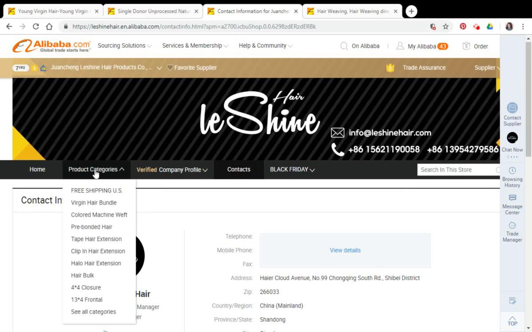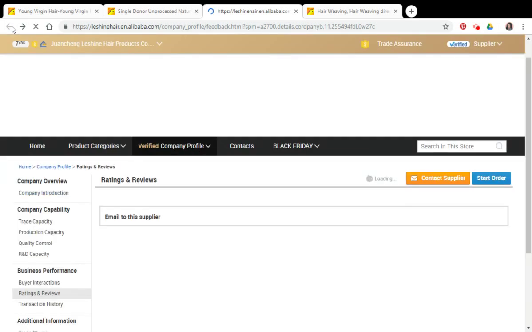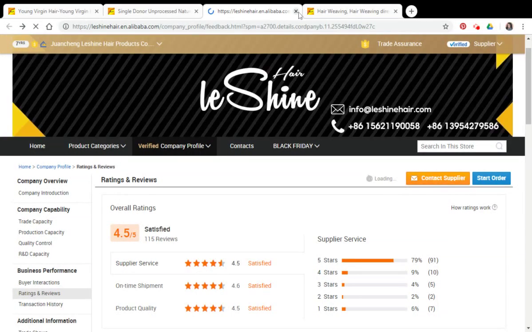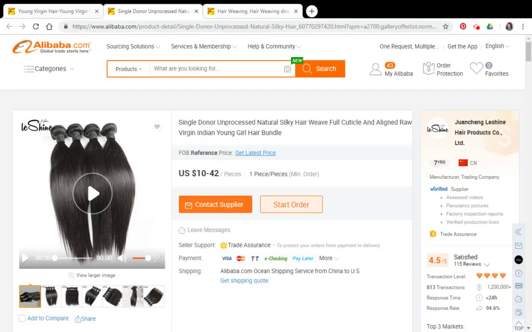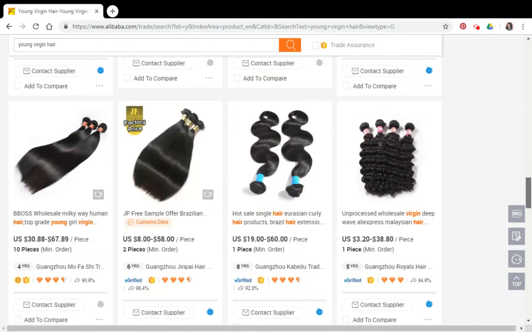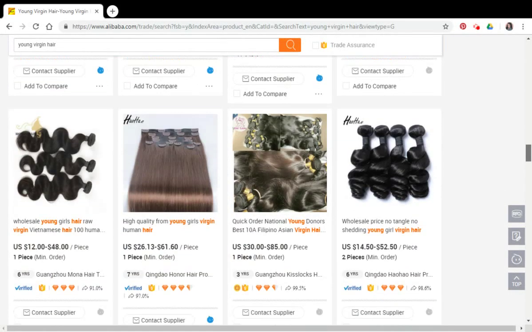Okay, so that's how you would find your contacts for your actual machine wefts, okay? So you would continue that process and copy and paste and put your machine weft vendors on your document, okay? So that is for the machine wefts. Okay, let's look at some more real quick.